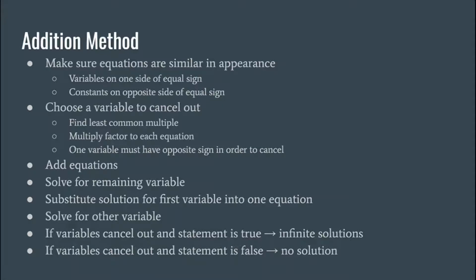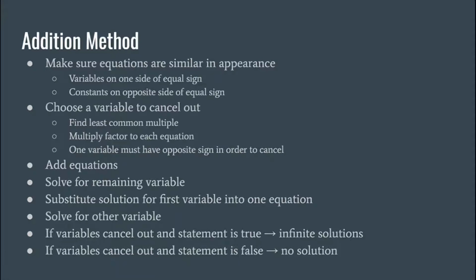Then you want to add the equations together, which will cancel out the variable you selected, and solve for whatever's left. Then you take whatever variable you solved for, put it into one of the original two equations, and solve for whatever is left, and that's your solution. So here's the thing: if the variables cancel out, but the statement is true, then you have infinite solutions. But if the variables cancel out and the statement is false, then you have no solution.